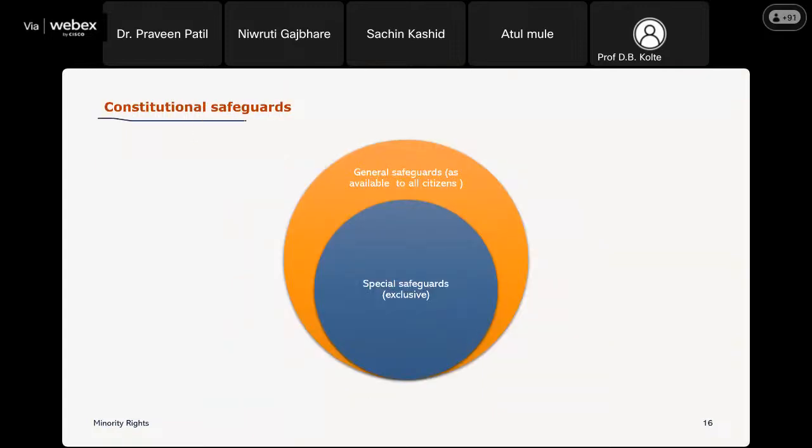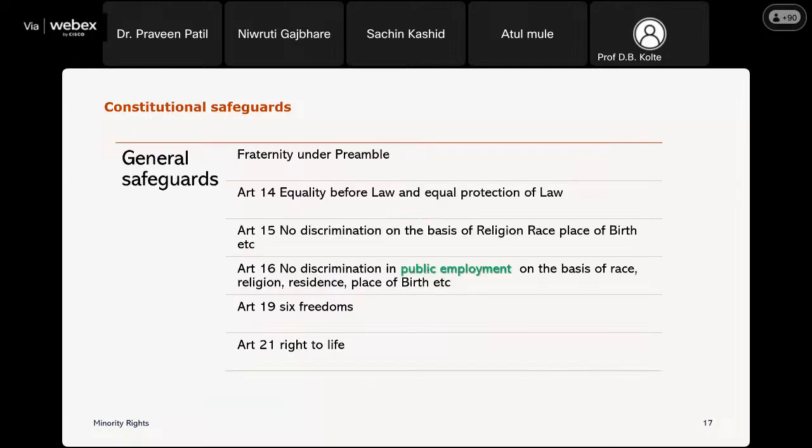As far as constitutional safeguards are concerned, there are two kinds. Some are available to all, irrespective of their language. Other than that, certain special and exclusive rights, exclusively available to the minorities, are made available under the Indian Constitution. Let us see what those rights are.